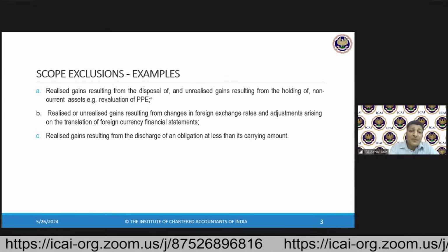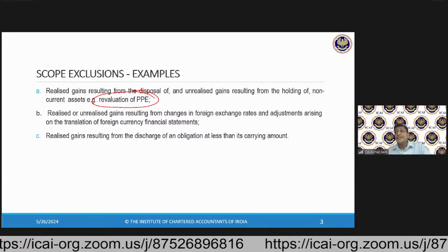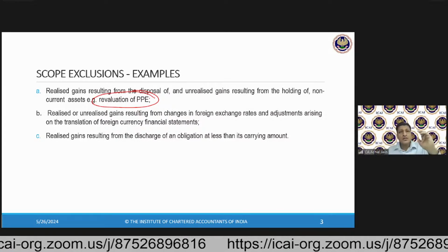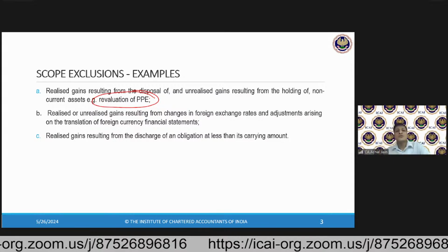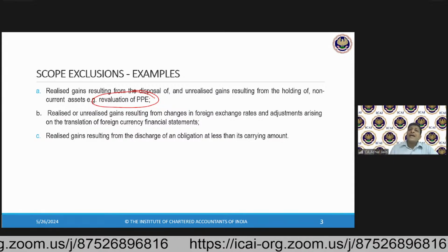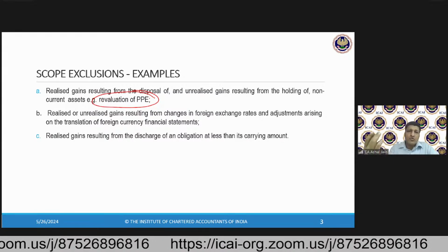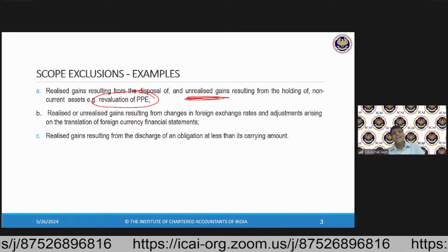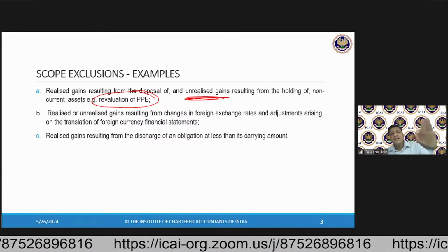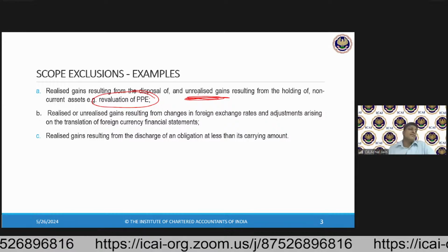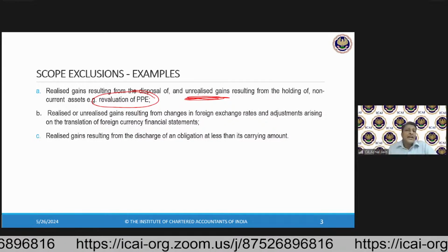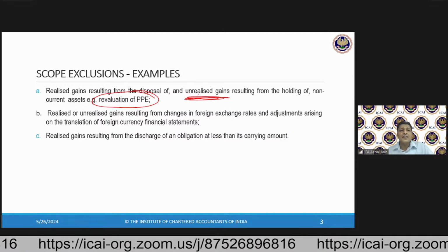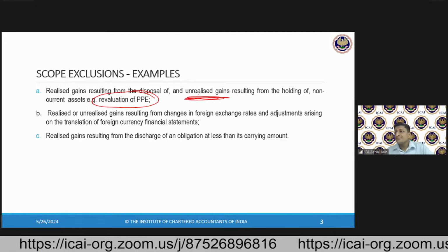Similarly, if the PPE is revalued, on PPE, the revaluation model is allowed. If the entity revalues PPE, by which its value goes up, that is what you call an unrealized gain. Now, will that unrealized gain get treated as per AS9? Once again, no. Why? Because this is not really a revenue for the company.